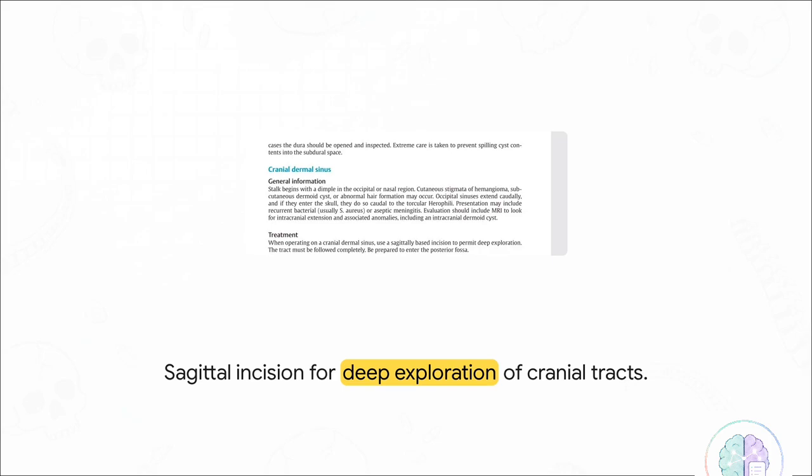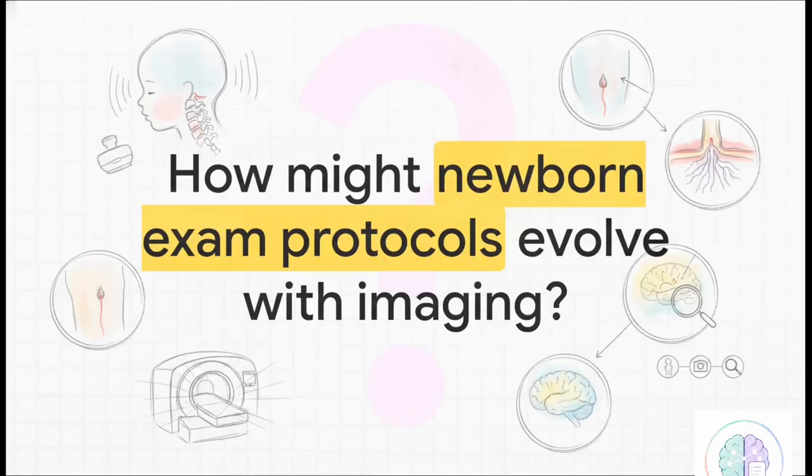You have to use a sagittally based incision to allow for the deep exploration you're going to need. The rule is, you must follow the tract completely, leaving absolutely zero behind. That means the surgical team has to be fully prepped and ready to enter the posterior fossa if the anatomy dictates it. We have covered every meticulous detail of these anomalies today, from the fatty filum all the way to the delicate surgical excision of these sinus tracts.